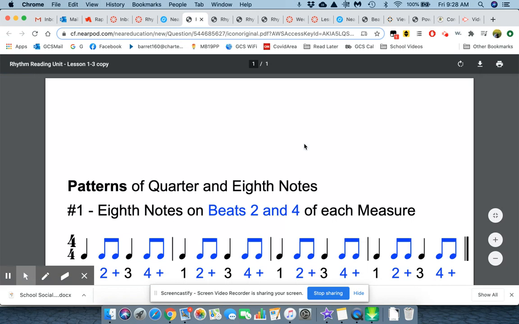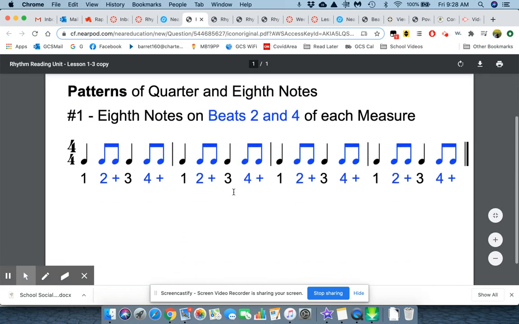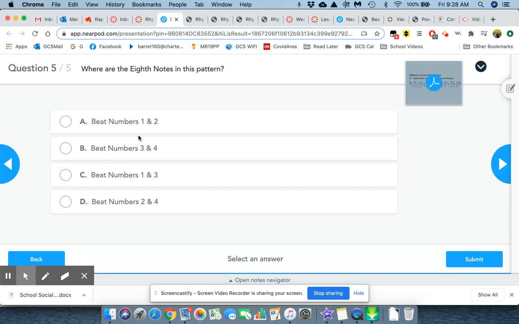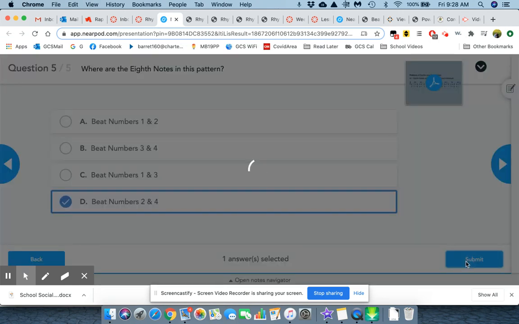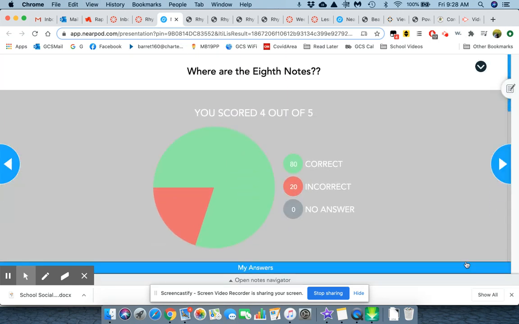All right, let's look at the next pattern. Okay, so here the eighth notes happen in this line on 2 and on 4. They do not happen on 1. They happen on 2 and 4. Go back to the Nearpod. There's 2 and 4. And click submit. And then you actually finish the whole lesson like that.